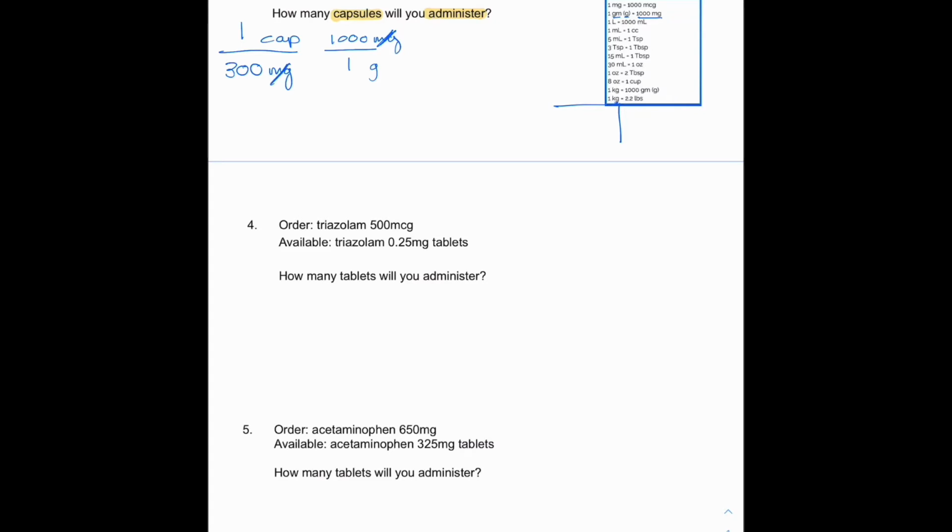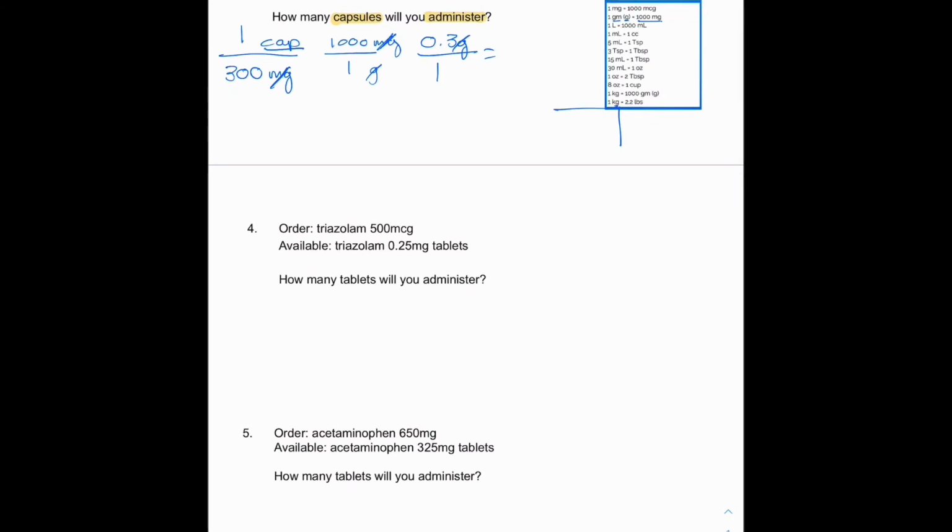Okay, so now I've got caps over grams still. I need to get rid of the grams, so this is where I get to pull in my order of 0.3 grams. Those cancel, so I'm done. I've only got caps left, so now I can multiply across. So I've got 1 times 1,000 times 0.3. It's going to be 300 over 300 times 1, which is 300. Any number over itself is equal to 1. Remember, we're working for capsules. And so that is our answer for number 3, is 1 capsule.